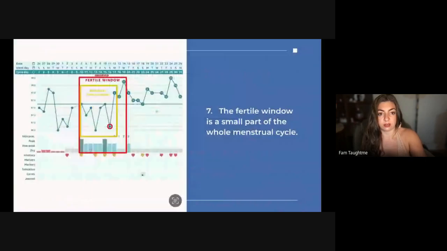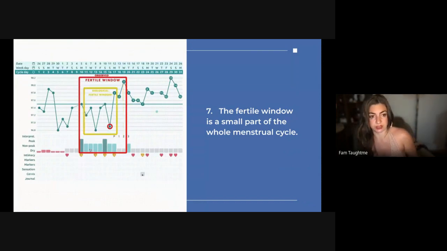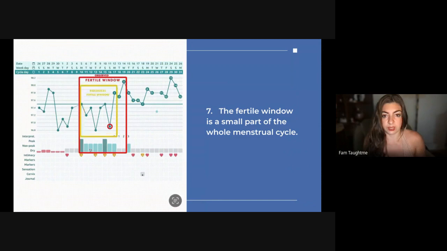And so I'll go to the next slide because that shows that better, which is that the fertile window is a small part of the whole menstrual cycle. So, in other words, you can't get pregnant on every day of the cycle. It's only possible in the 5 or so days leading up to ovulation with cervical fluid, and ovulation itself, which is about 12 to 24 hours when the egg is viable.